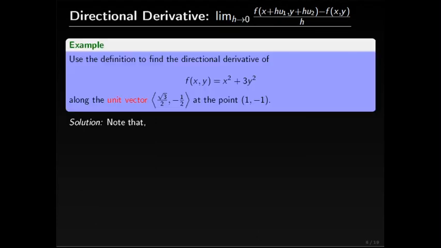To illustrate the definition of the directional derivative, we consider the following example. Let's say we want to find the directional derivative of f given by x squared plus 3y squared along the given unit vector, square root of 3 over 2, comma, minus 1/2, at the point 1, negative 1. So our x naught is 1, y naught is negative 1, u1 is square root of 3 over 2, u2 is negative 1/2.